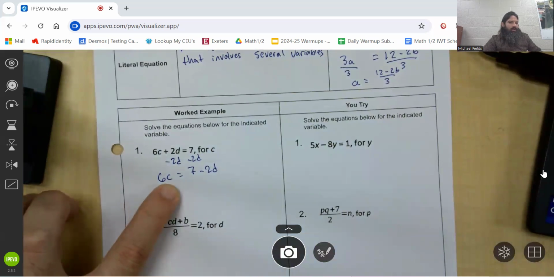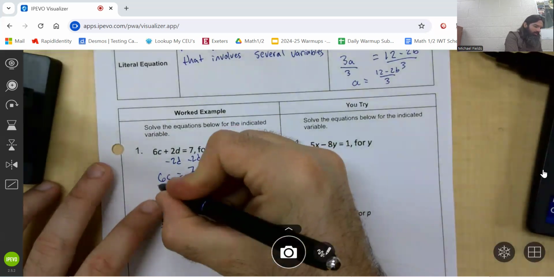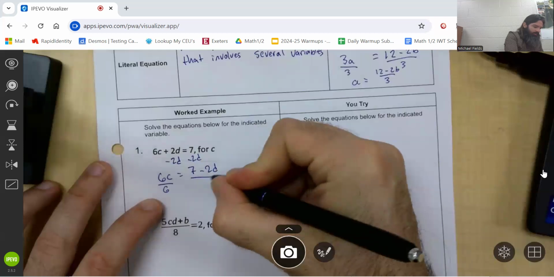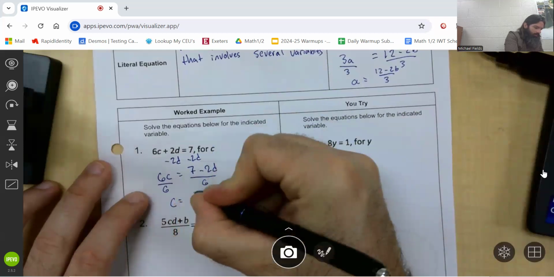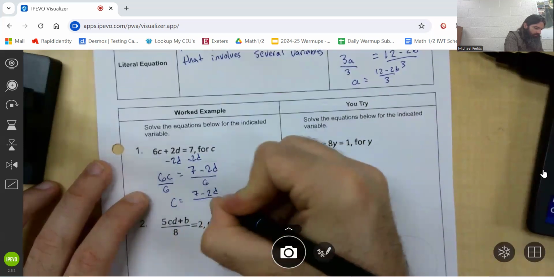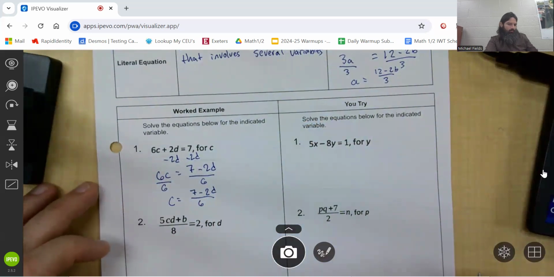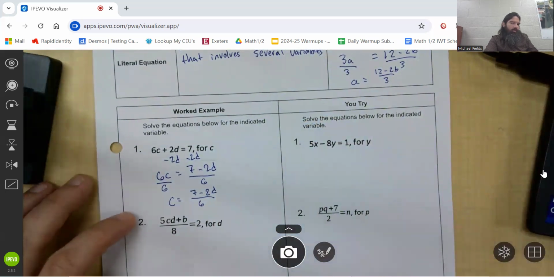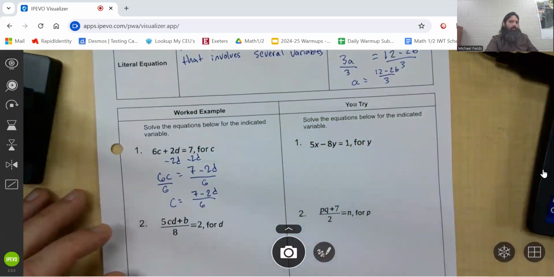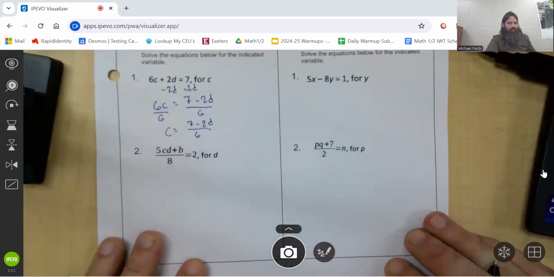Okay, still trying to get c by itself. It's being multiplied with 6. The inverse operation for multiplying is division, so I'm going to divide by 6 on both sides. And I'll just leave this as the fraction 7 minus 2d over 6. And that's it. We can't do anything else with that. c is just equal to 7 minus 2d over 6.